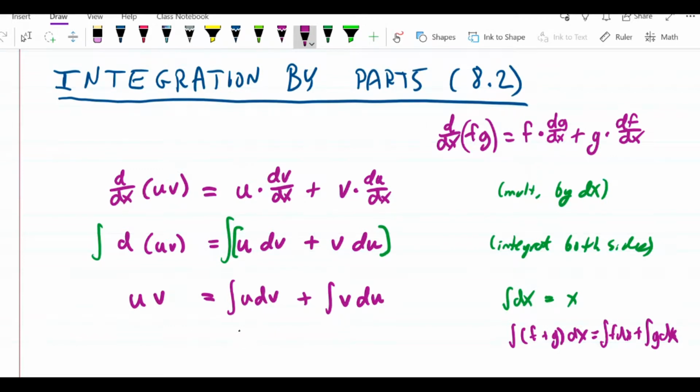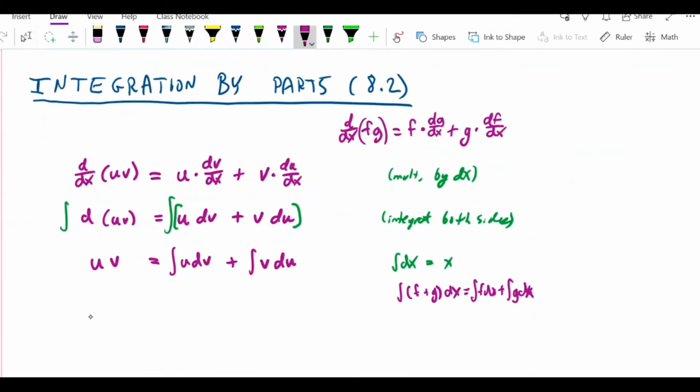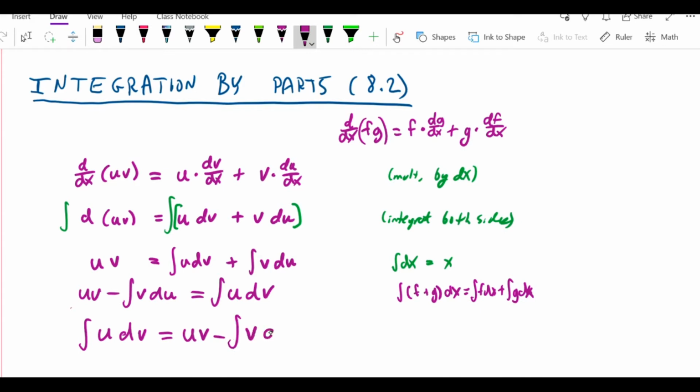I can now rearrange this a bit. I'm going to subtract the integral of v du from both sides, giving us uv minus the integral of v du is equal to the integral of u dv. And finally, I'm just going to write it in its traditional form by switching the sides of the equal sign. There we go. The integral of u dv is equal to uv minus the integral of v du.